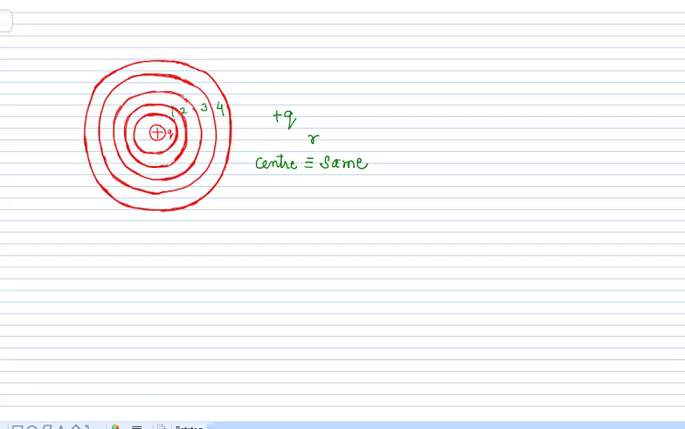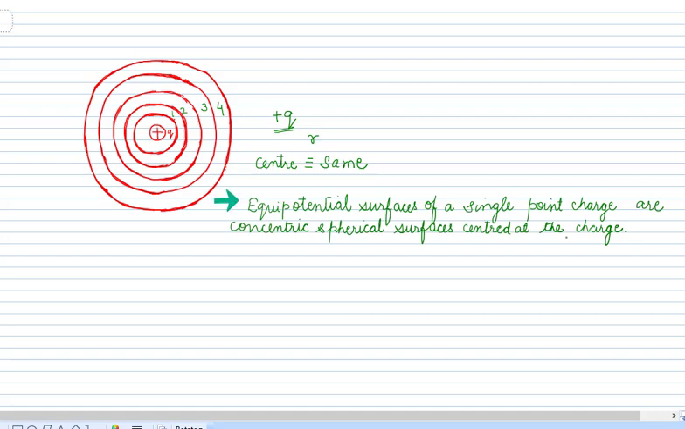So we can draw many spheres which are concentric, and these spheres will work as equipotential surfaces for the test charge plus q. So what we conclude is that the equipotential surfaces of a single point charge are concentric spherical surfaces centered at the charge. So these are different spherical surfaces, whose center is our charge plus q.